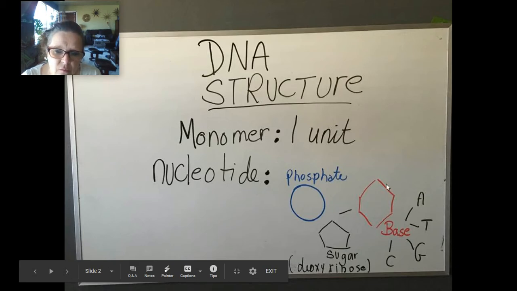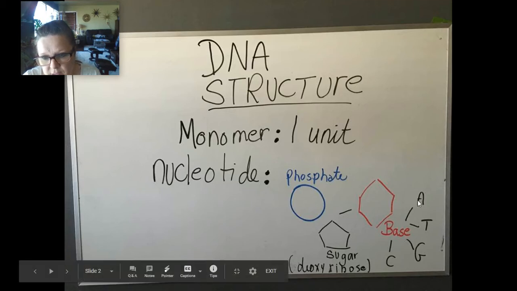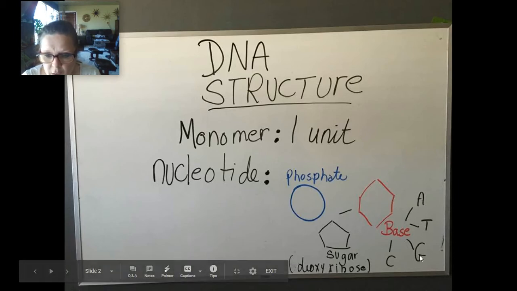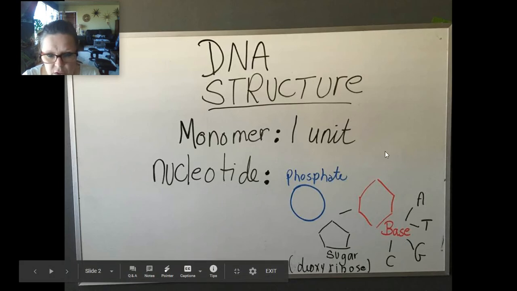And then we have a base. So the bases, there's four of them in DNA, and there's another one as well when we get talking about RNA, but I'll talk about that a little bit later. So the four bases in DNA are adenine, thymine, guanine, and cytosine. I just wrote in the letter there, and I'll talk a little bit more about each of those in a second.